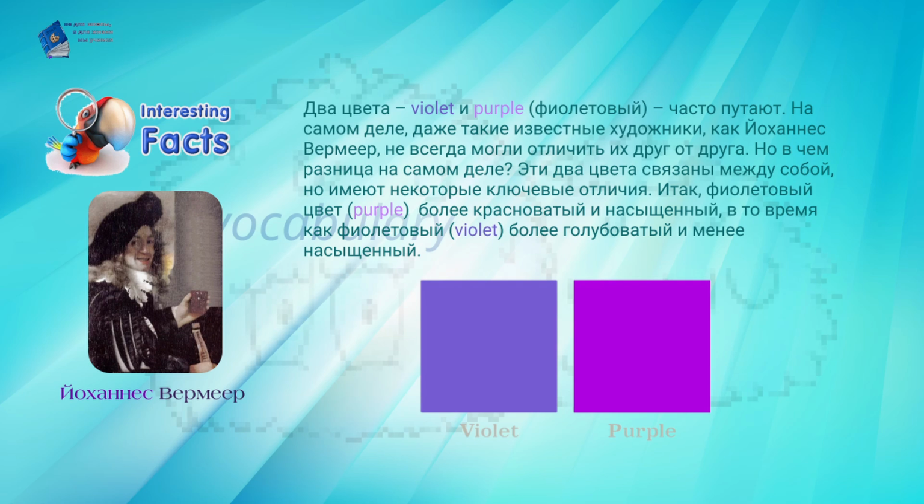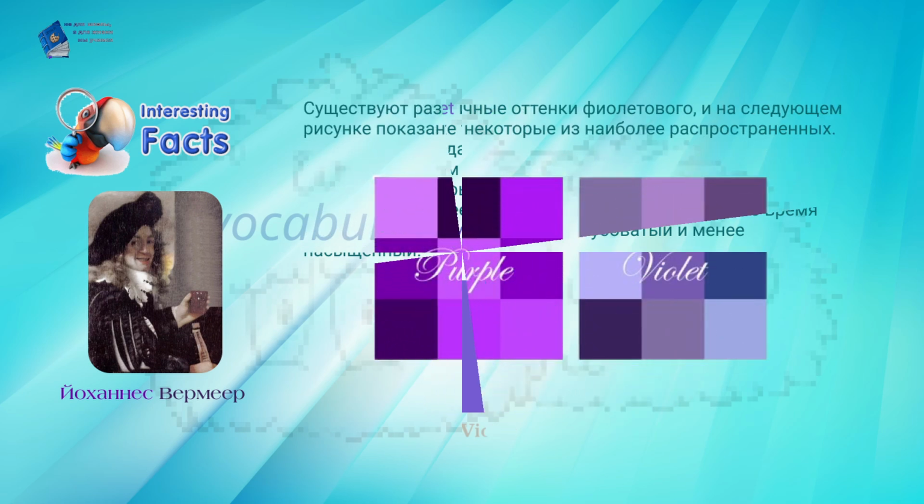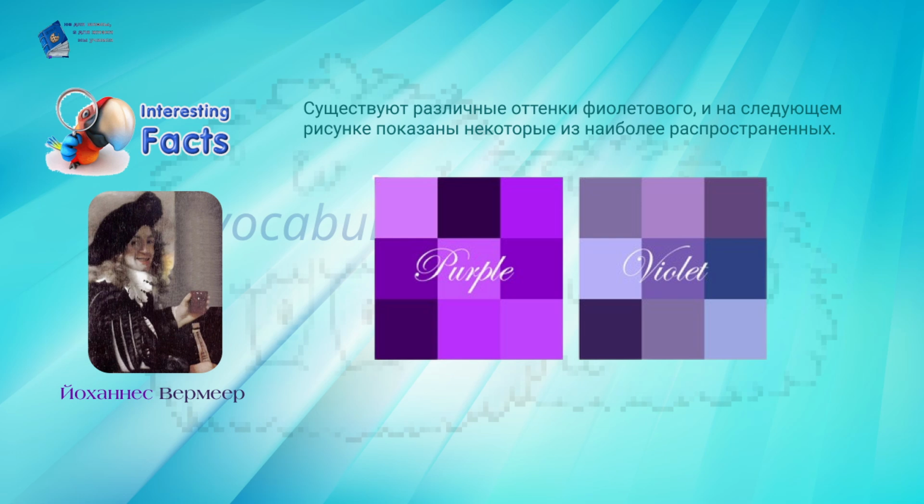The two colors, violet and purple, are often confused. In fact, even noted artists such as Johannes Vermeer couldn't always tell the difference between the two. But what is the difference, really? The two colors are related but have some key differences. So, purple is more reddish and saturated, while violet is more bluish and less saturated. There are various shades of purple and violet, and the following picture shows some of the more common ones.